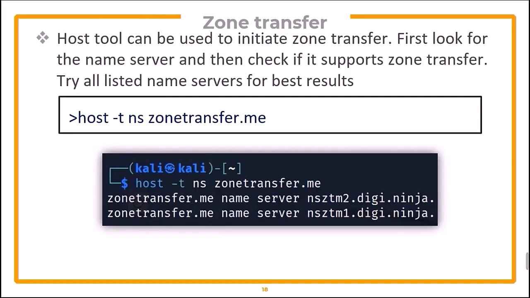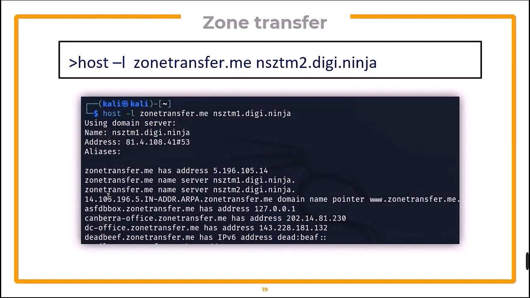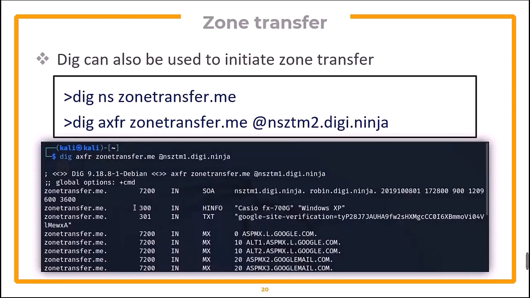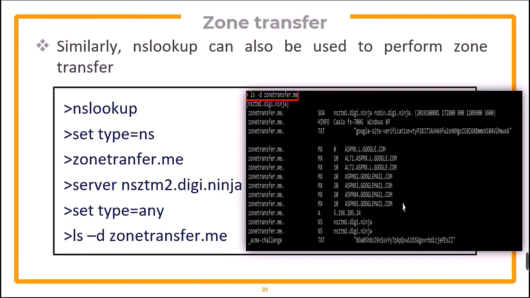The host tool can be used to initiate zone transfer. First, look for the name server, and then check if it supports zone transfer. Try all listed name servers for the best results. Once you have the name server, you can use the command host -l zonetransfer.me and specify the name server to initiate zone transfer. dig can also be used to initiate zone transfer. Just use the command dig axfr zonetransfer.me. Specify the server with the @ symbol. Similarly, nslookup can also be used to perform zone transfer.